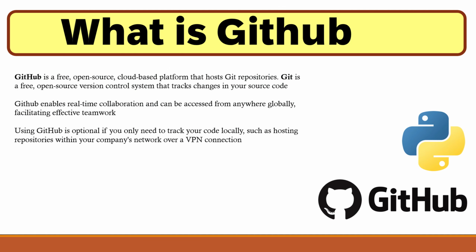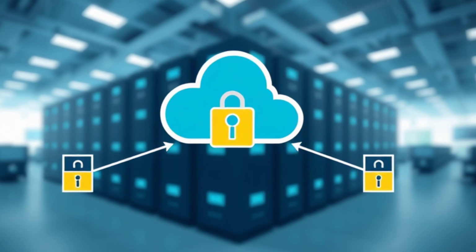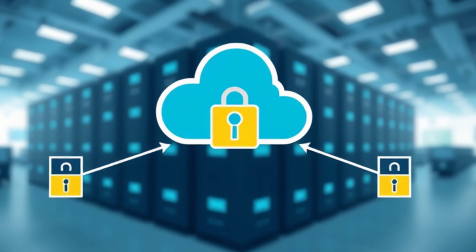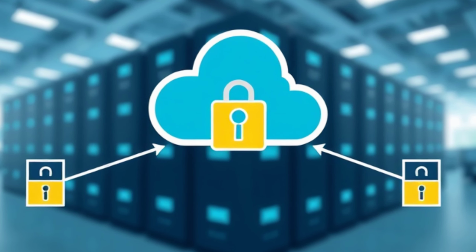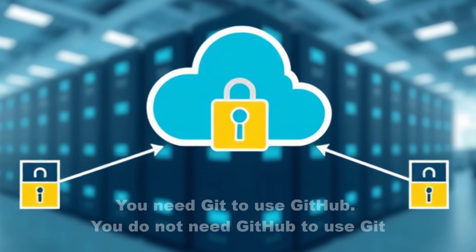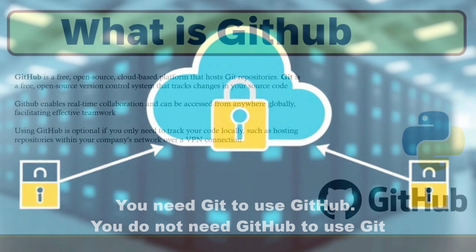Using GitHub is optional if you only need to track your code locally, such as hosting repositories within your company's network over a VPN connection. Then it's not needed. You do not need anything in the cloud. So GitHub is not mandatory for Git, but Git is mandatory for GitHub. You need Git to use GitHub. You do not need GitHub to use Git.